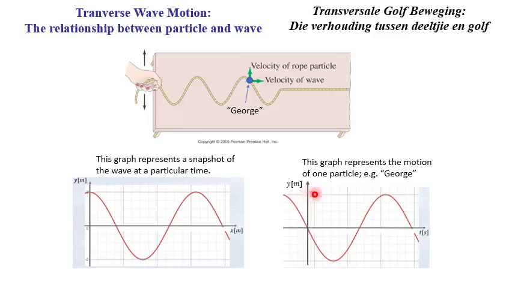But we also have the snapshot of the wave, which is y against x, and that's also a sinusoidal function. Whoa! So we've got lots of different sinusoidal functions here, which are meaning very different things.